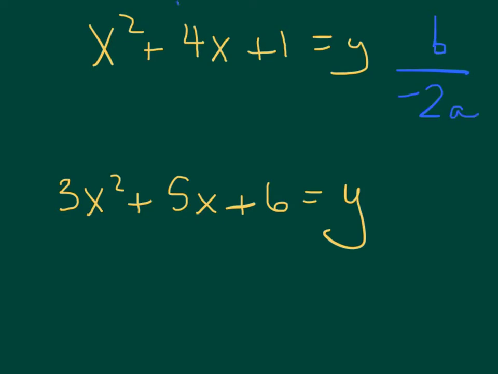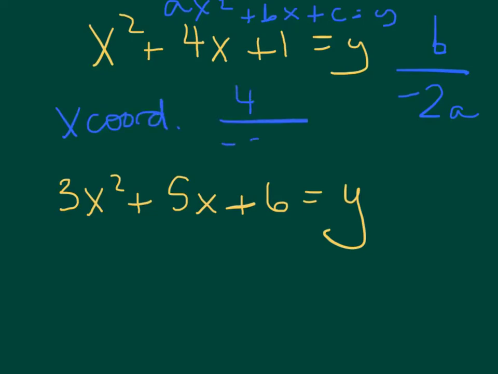And that's if we're in the form of ax squared plus bx plus c equals y. So the x-coordinate of the vertex is 4 over negative 2, and our a in this case is 1. So again, this was our a, this was our b, and this was our c. So this is 4 over negative 2 or negative 2.